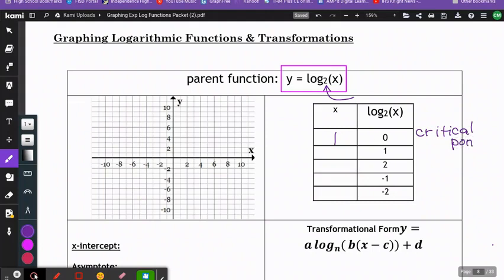And what we call the base point is at the base, 1. So these are our two important points that we can use to graph any parent graph of a logarithmic function. Critical point is (1, 0). Base point at (2, 1).